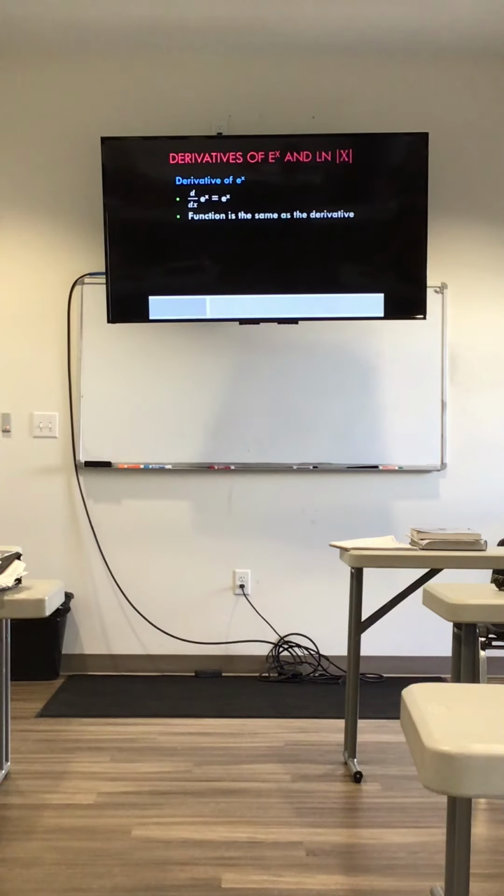There are very few functions in calculus where the derivative is the same as the original function. Like yesterday on the test, if it said x to the 5th, the derivative was 5x to the 4th. It was a different kind of function. The e to the x function is one of the derivatives where the answer for the derivative matches the original function.